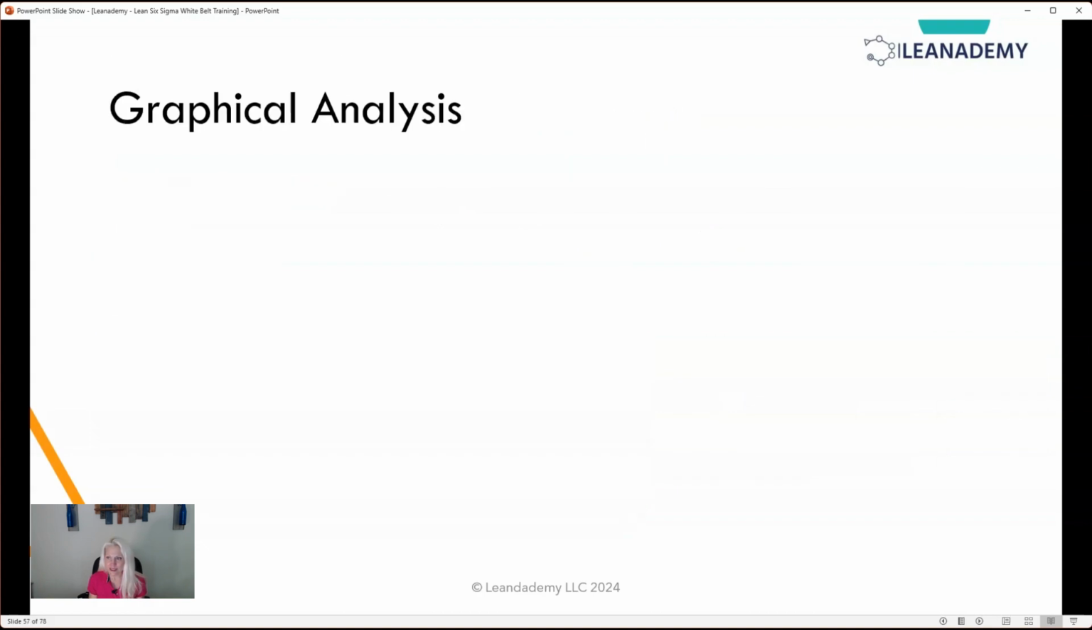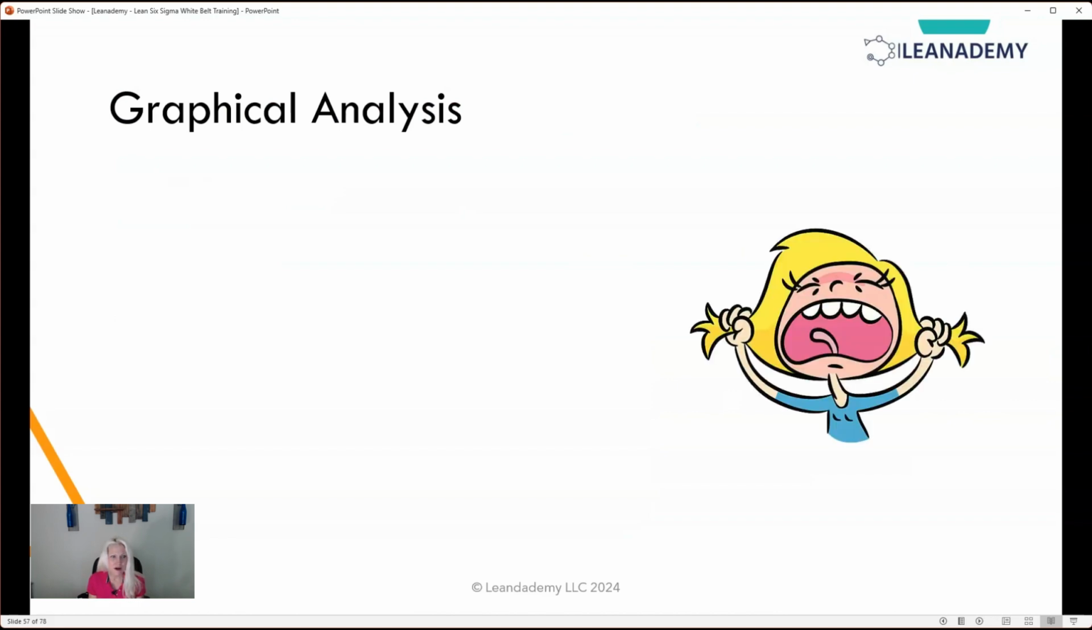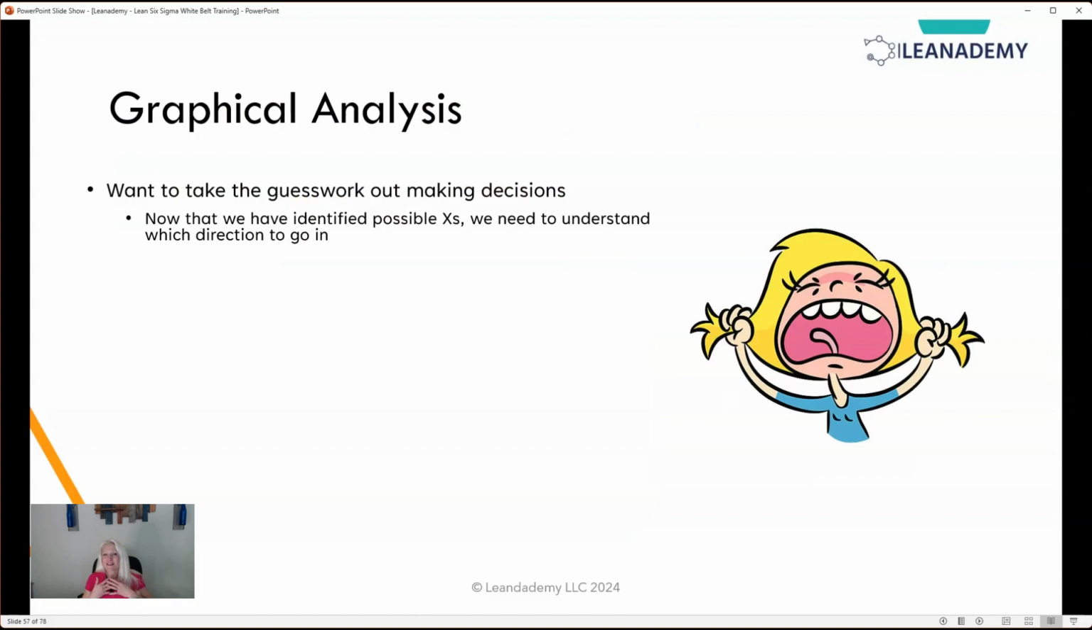Now we start to take a look at graphical analysis. Now that we might have uncovered some stuff with brainstorming, it helps us to start to use graphical analysis. And also, if you are some of the higher level belts, you will start to use some statistical analysis to uncover things. But when we look at graphical analysis, we want to take the guesswork out of making those decisions, right? So now that we've identified possible X's, we need to understand what direction to go in. And so a picture is worth 1,000 words and provides a way for us to make sense of the chaos.